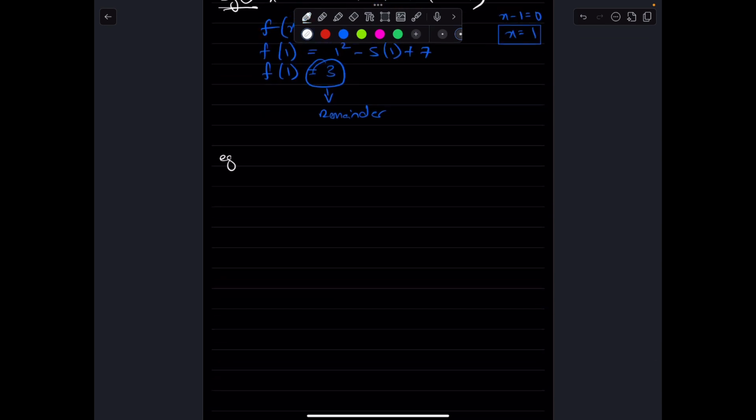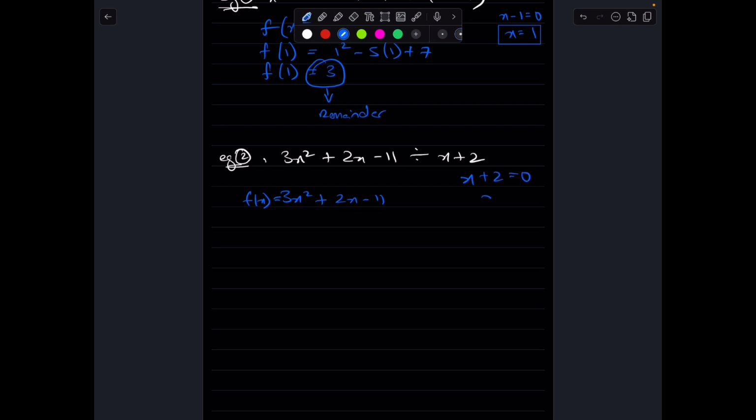And our second example would be 3x squared plus 2x minus 11 divided by x plus 2. So we'll take 3x squared plus 2x minus 11 as the function in terms of x, and we'll equate the divisor to 0, and x turns out to be minus 2. We substitute this value of x, and the answer hence obtained is the remainder. So minus 3 is the remainder.